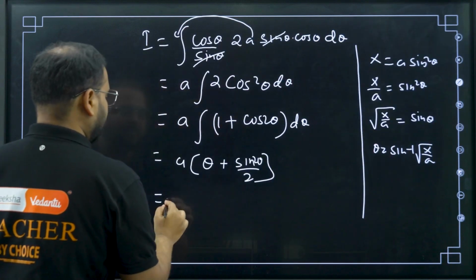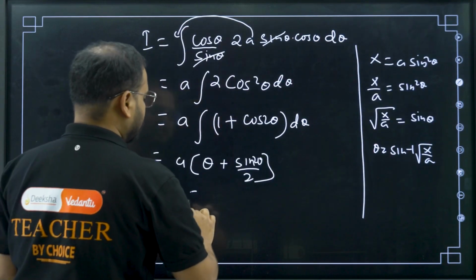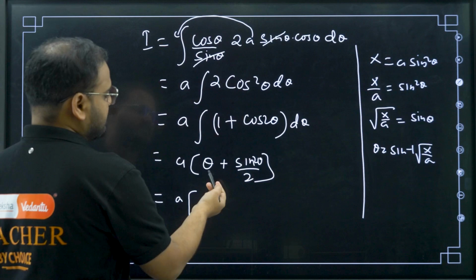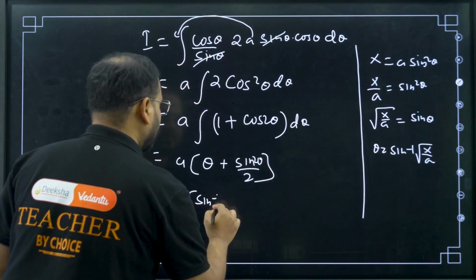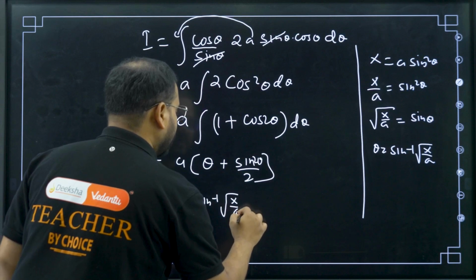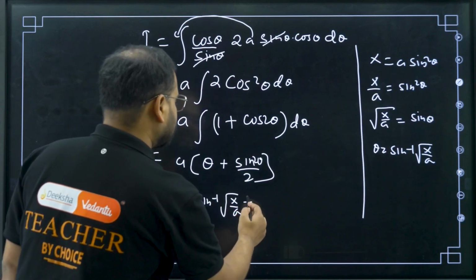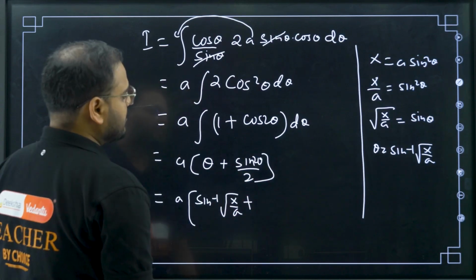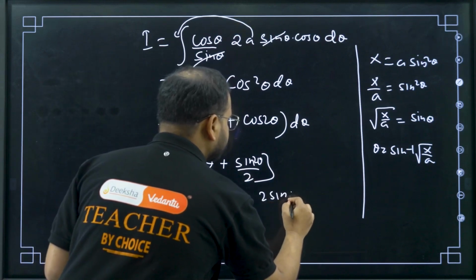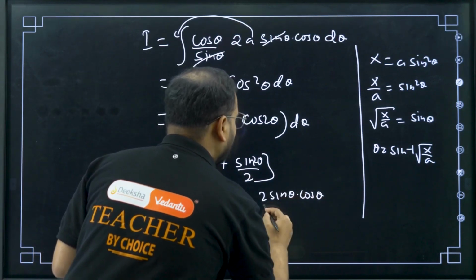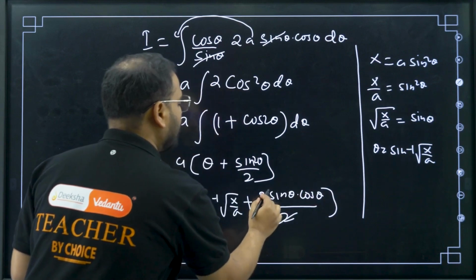So I replace it over here. I get it as a times of, how much is this? This is going to be, first theta is there, so I can write it as just sin inverse of root of x by a. And what about this one? Plus sin square, sin 2 theta is there. Okay, so sin 2 theta can be written as what? It has to be written as 2 sin theta cos theta upon 2. Please have a look, 2 and 2 go out.